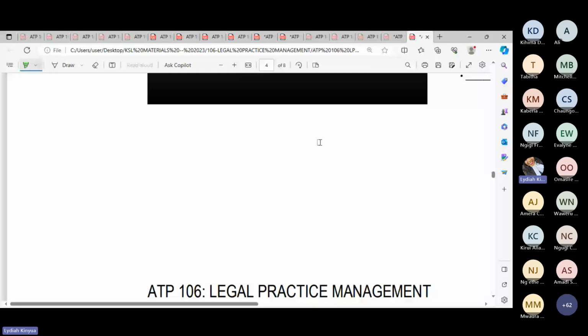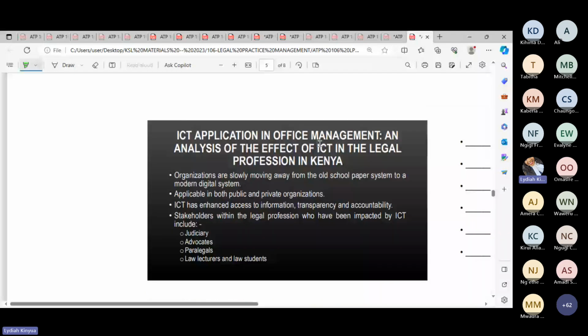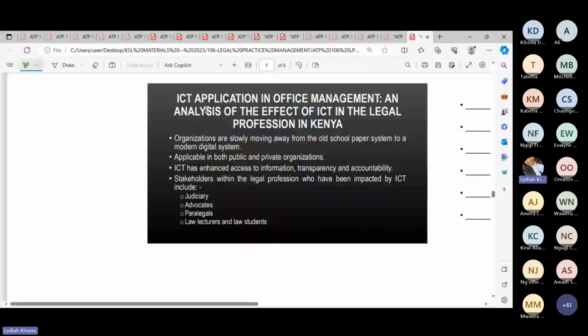There's one thing I am looking for besides defining what automation is. There was something else. What was it? I can't remember it off the top of my head, but this was an exam question as well: how ICT is being applied in the legal profession. What was it? Oh, now let me tell you. I've remembered.